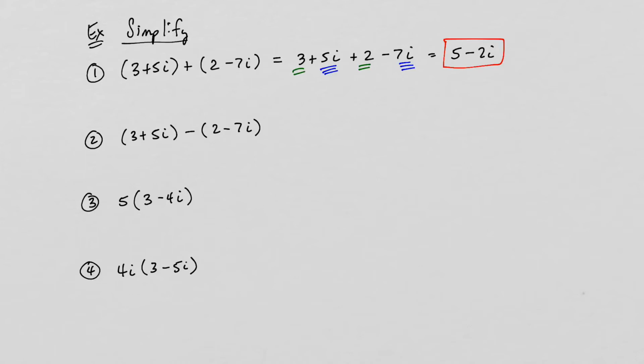For our second example, we're subtracting two complex numbers. Now, subtraction works just like addition, except that you have to distribute the negative sign. And so this is 3 plus 5i minus 2, and then minus negative 7i becomes plus 7i. And then once again, we just need to combine like terms. So 3 minus 2 is 1, and 5i plus 7i is 12i.